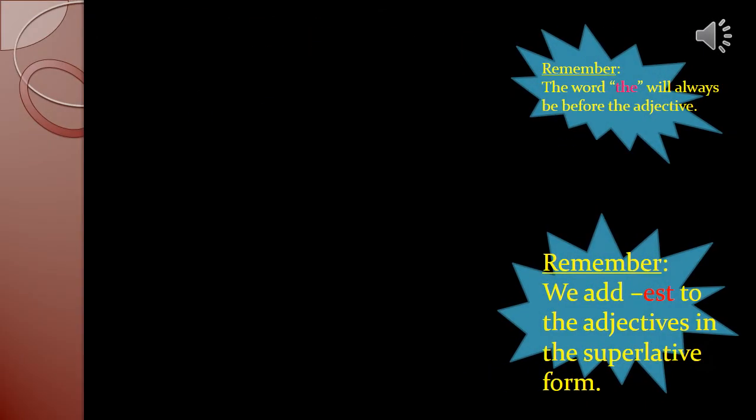Our final rule to remember is that when we create a sentence with a superlative adjective, biggest, tallest, smallest, we will always see the before the adjective. In our sentence, you can see teacher made it in pink. The word the will always be before the adjective. The biggest, the smallest. Nice and easy.